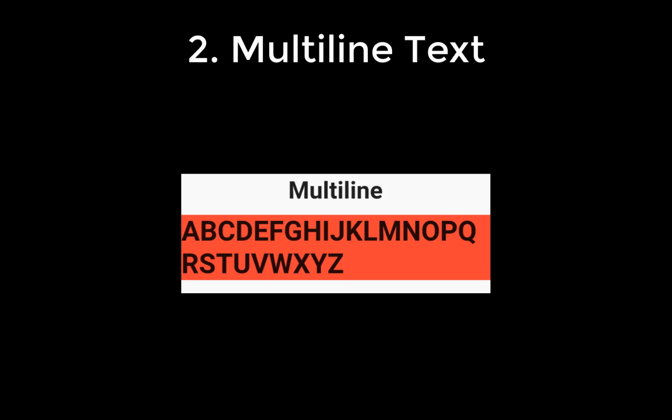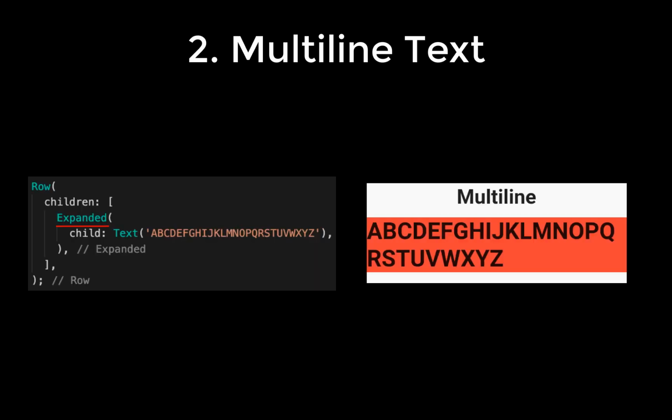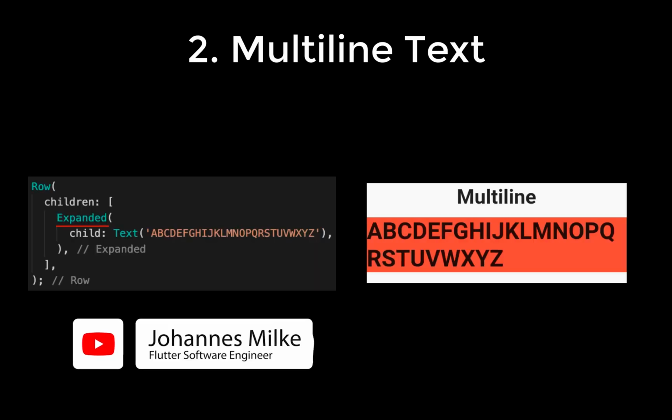The second solution is to expand the overflowing text to multiple lines instead of 1 single line so that the whole text can be displayed. Therefore, wrap your text widget only into an expanded widget, and with this, your text will expand to multiple lines in case more space for your text is needed.